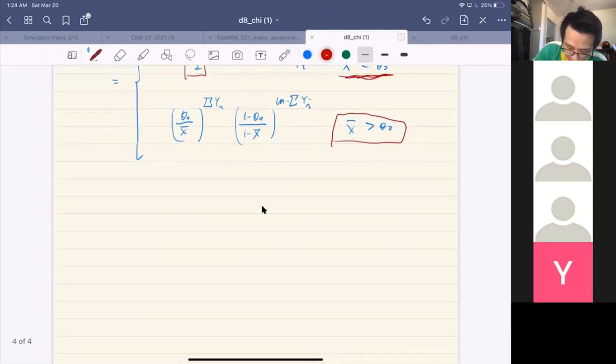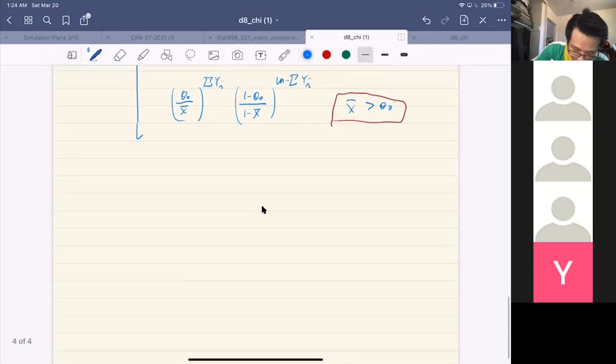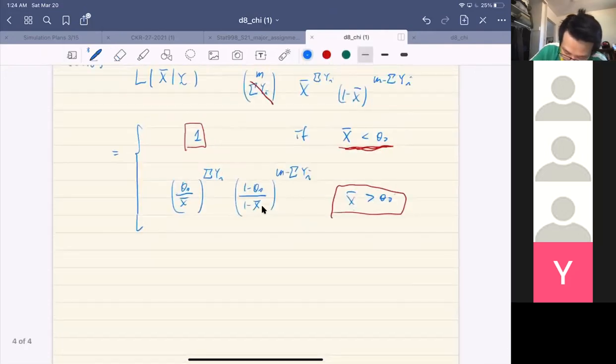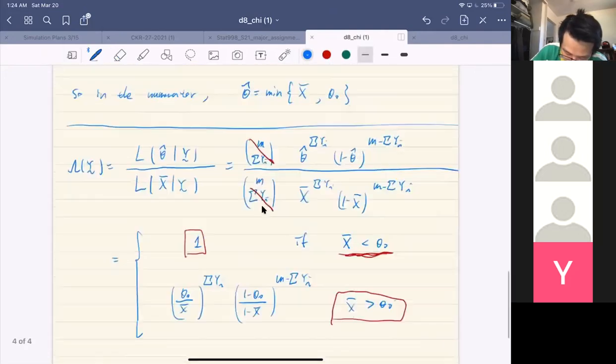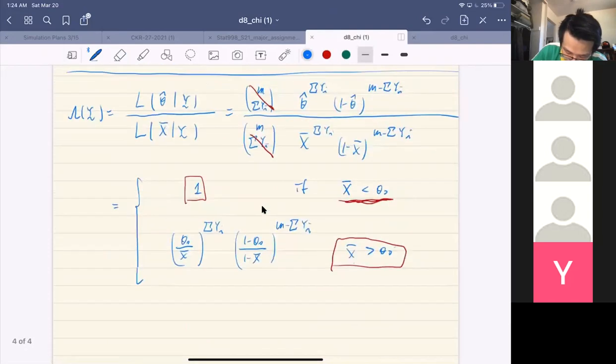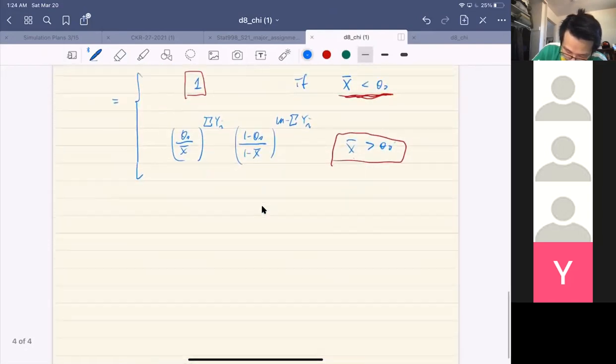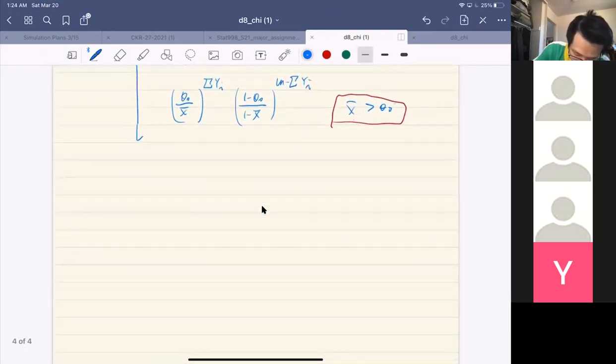So now we want to reduce this, so we want it to look like this. This is a lot of calculation. So the rejection region should be like this.